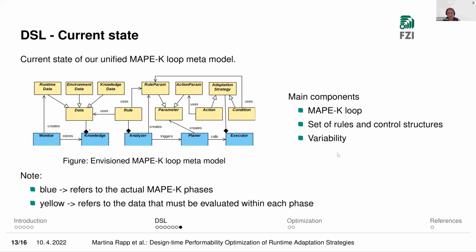So let me conclude this section on our envisioned meta model by having a very quick look at the current state of our unified MAPE-K loop meta model. It currently includes the following main components, which are the MAPE-K loop, the set of rules, and the variability part. This part is roughly sketched at the moment as the knowledge data in the figure. To be more clear, all parts that are colored in blue refer to the actual MAPE-K phases, and all parts colored in yellow refer to the data that must be evaluated within each phase.